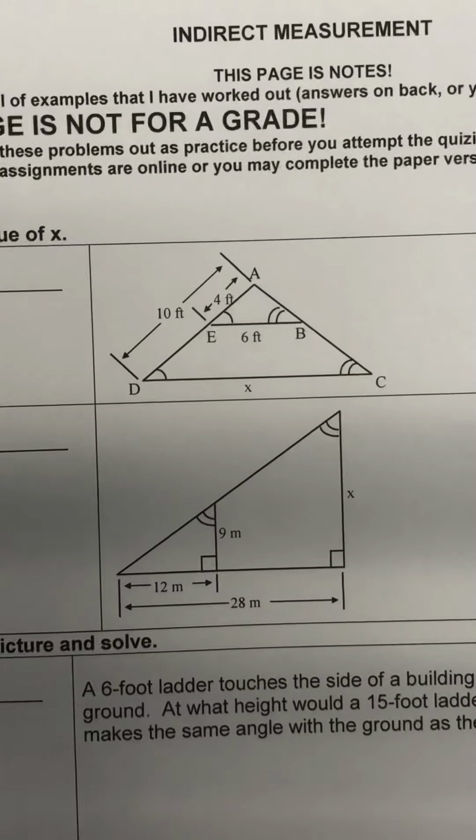Okay, I'll cross multiply. X times 12 is 12x. 9 times 28 is 252. And then I divide by 12, and x equals 21.